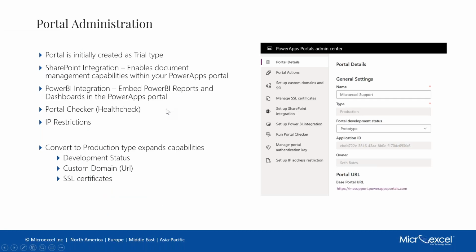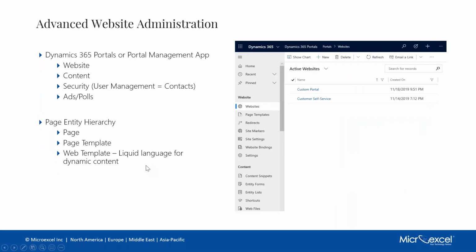All right, so we talked about that it's in trial type initially, and you get certain capabilities, including SharePoint integration and Power BI integration, very useful. And then once you convert to production type, it expands those capabilities, getting a development status, as well as custom domains and SSL certificates. All right, so we're peeling back the layers and we're almost to the last layer here, right? So advanced website administration.